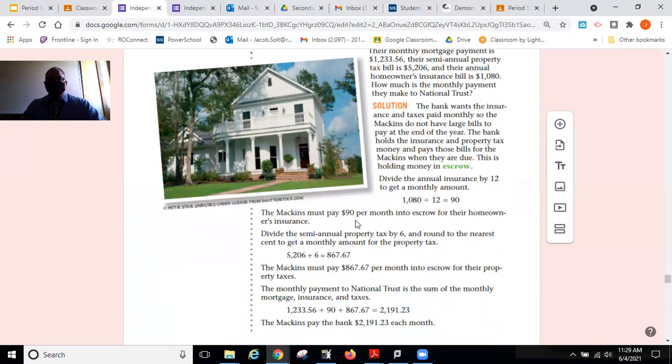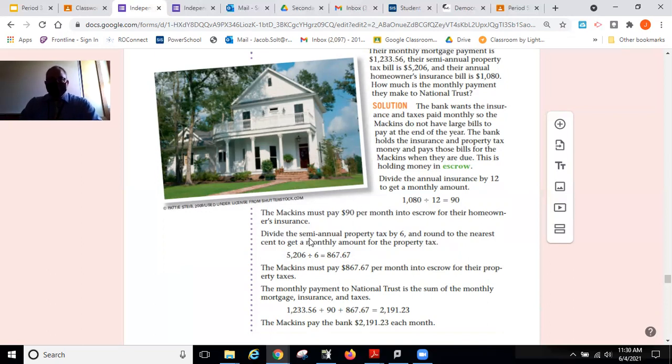So the Mackins must pay $90 per month to the bank into escrow for their homeowners insurance, right? Even though the bill is only due once a year, the bank requires them to pay it monthly into an account the bank holds in escrow. And once it becomes $1,080, then the bank just pays that bill for them. And then that way they don't have to worry about it.